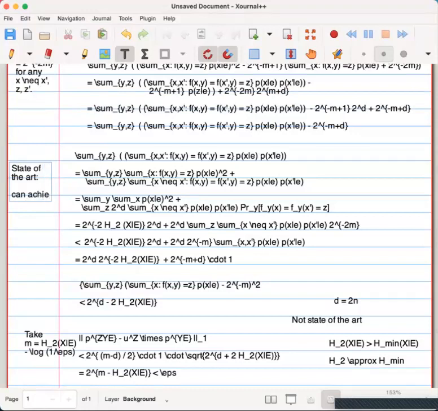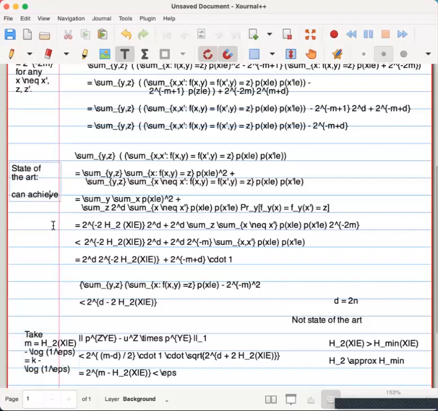Do we know how close M is to K? Like, what is the relation between M and K? Can that be stated? So H2 of X given E is K, that was my definition. I see. So I can go to K minus log 1 by epsilon. Yes, okay.